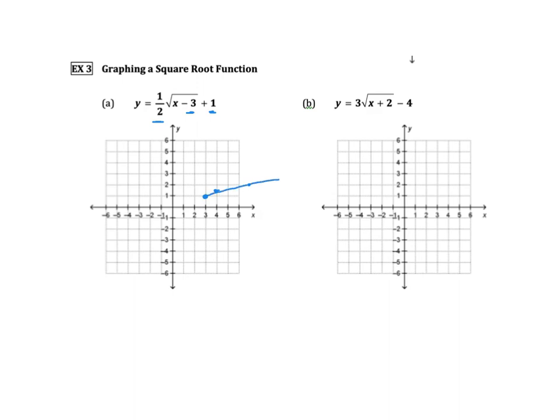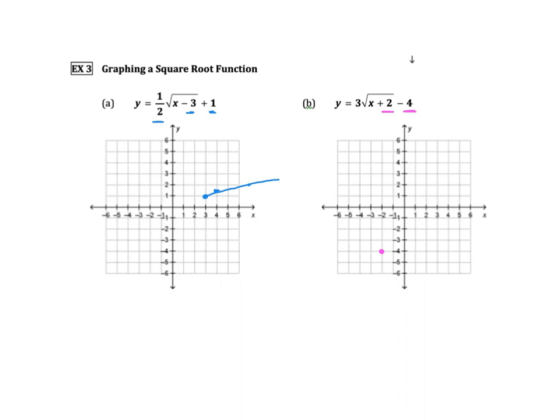Barely has an arch to it at all. So if you go over here to example B, and what we'll do, we'll shift here to pink, we notice that we have a horizontal shift. +2 is 2 to the left. -4 is 4 down. So 2 to the left and 4 down. Going to put that beginning spot right there.